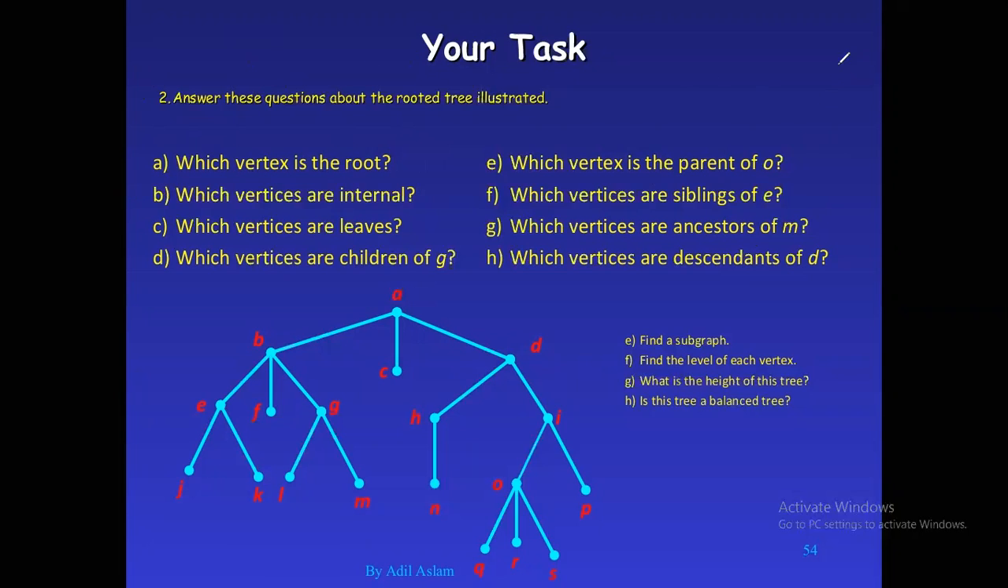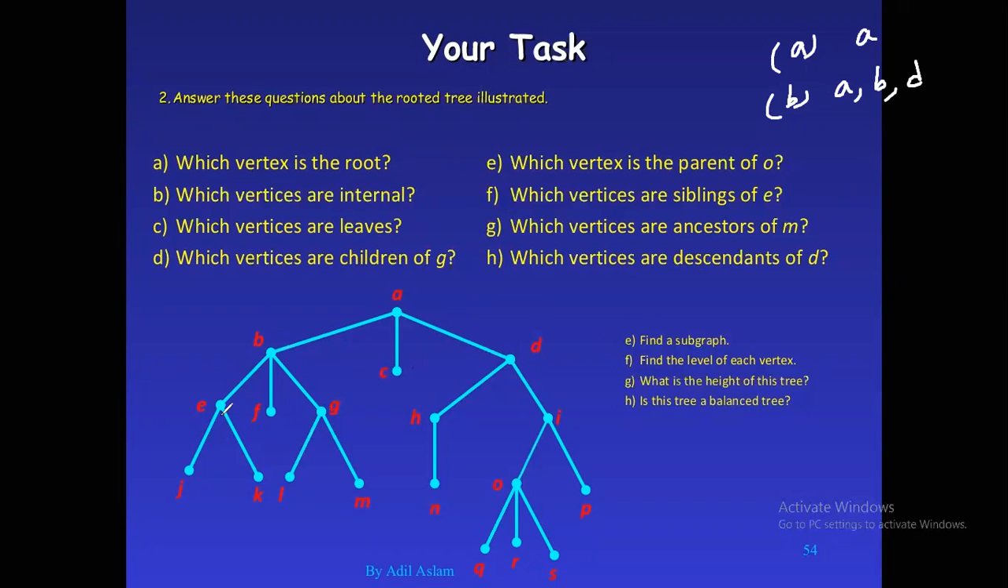First answer: which vertex is a root means A. Next, the second answer: which vertices are the internal vertices? Internal vertices means at least one child. So A has children, therefore A is an internal vertex. B has children, so B is an internal vertex. Next, C doesn't have children. Next, D has children, therefore D is an internal vertex.